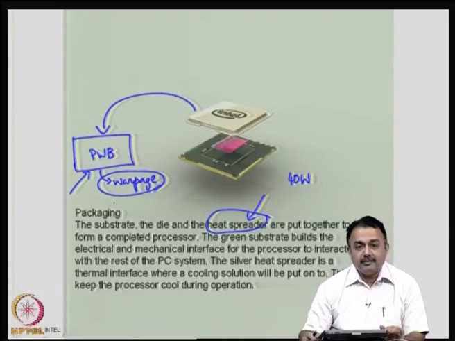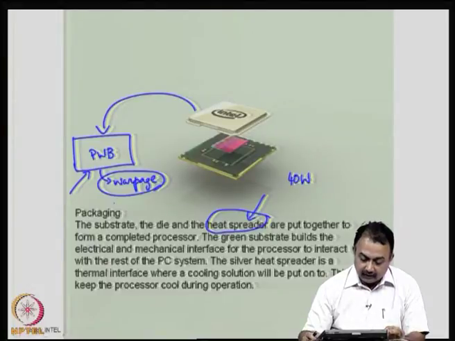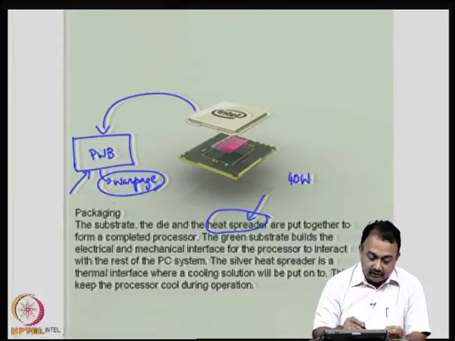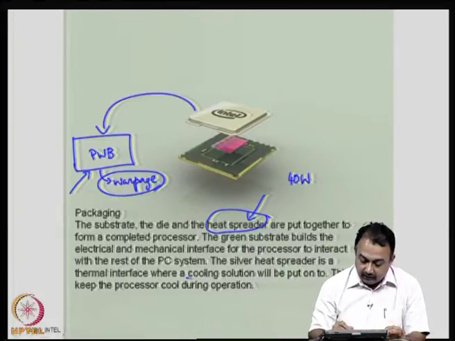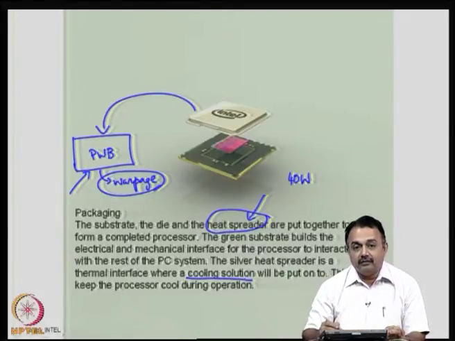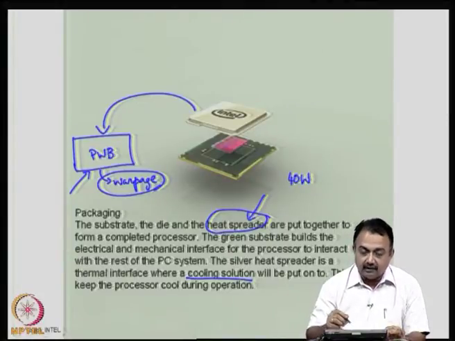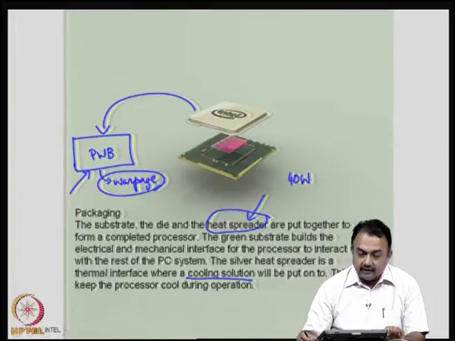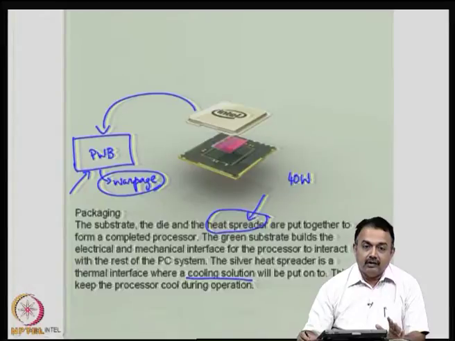So, there are different types of materials that are used for heat spreaders. We will look at it at some other point of time, but the basic issue here is, a cooling solution has to be thought of when a processor is packaged, because this will keep the processor active and it will give a longer life for the processor.